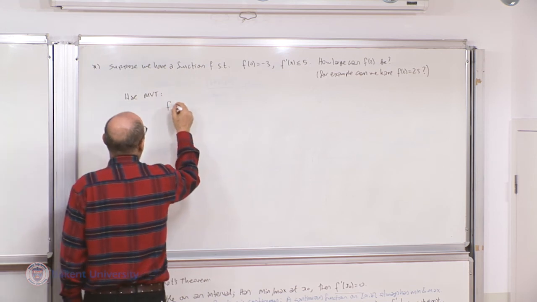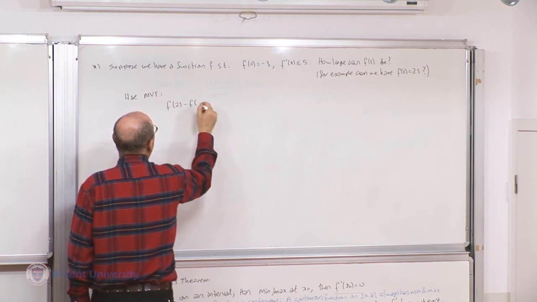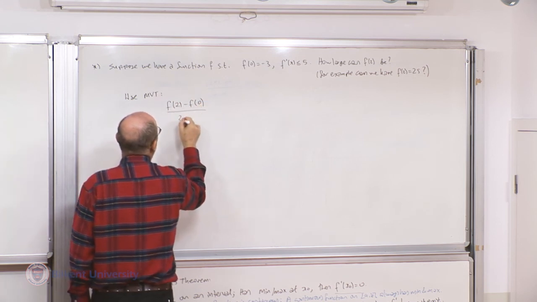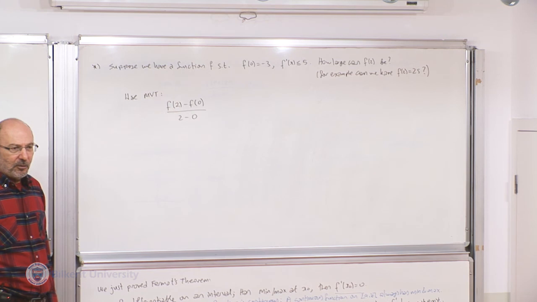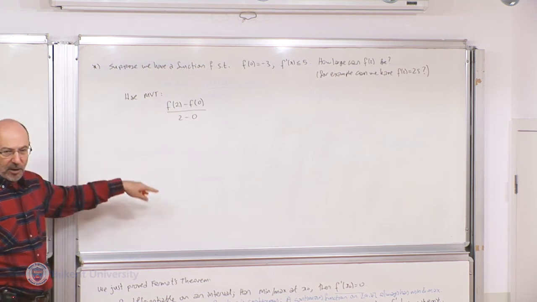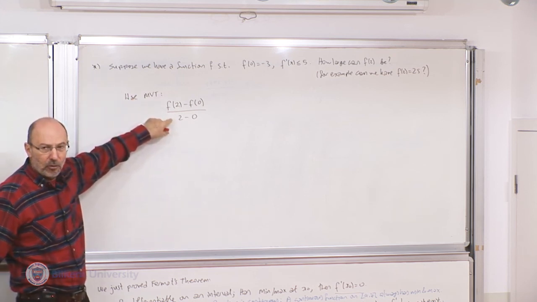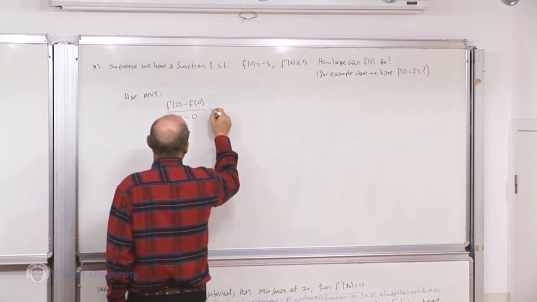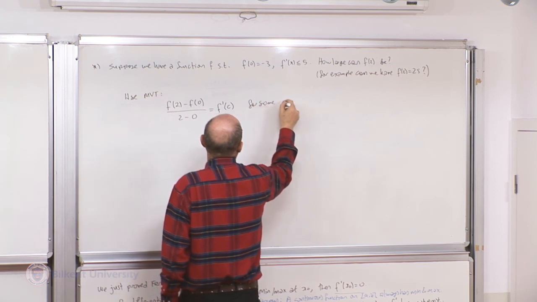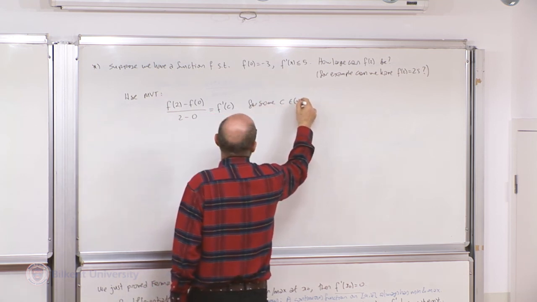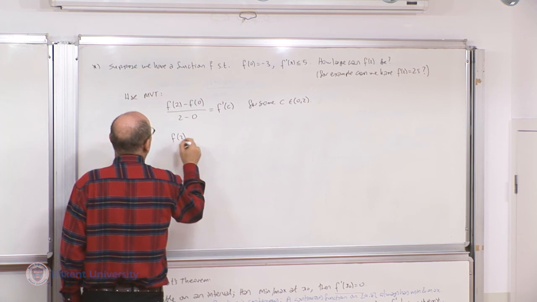So f of 2 minus f of 0 over 2 minus 0. Okay, nobody writes 2 minus 0 in real life, but if you are writing this for yourself, you write these things so that later on, if you suspect that something is wrong, you go back and now you know why you wrote 2 here. So this is equal to f prime c for some c in (0, 2).